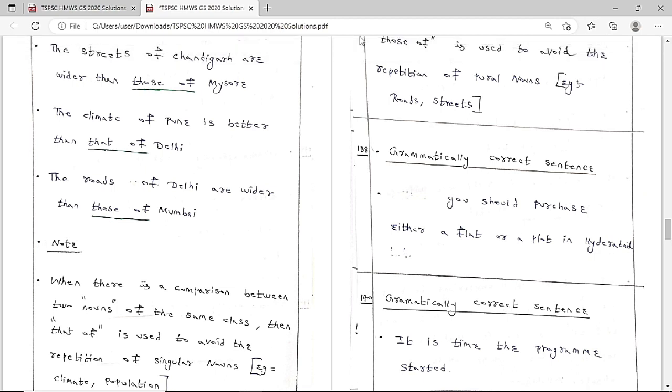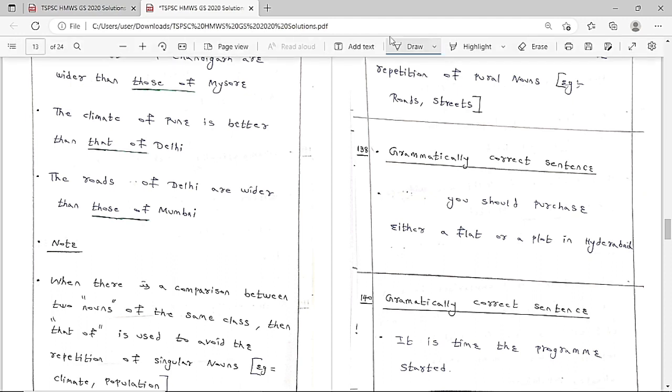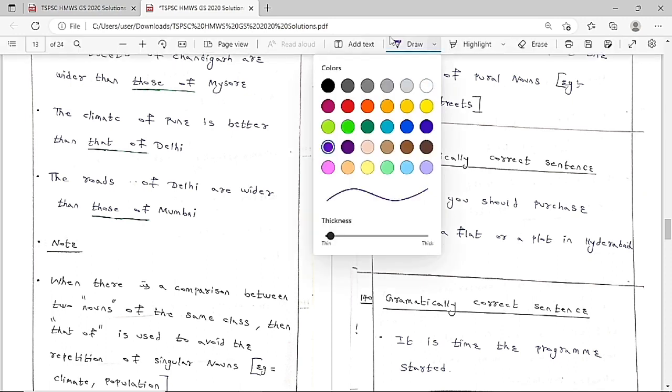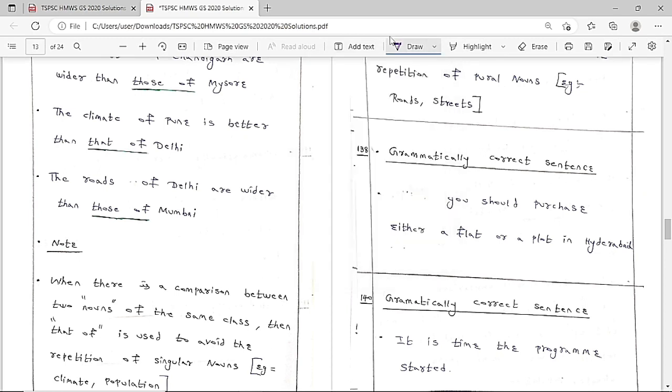So this is the grammatically correct sentence. Like this, you always have to keep the concept in your mind. In simple words, you should purchase either a flat or a plot in Hyderabad. This is a grammatically correct sentence.